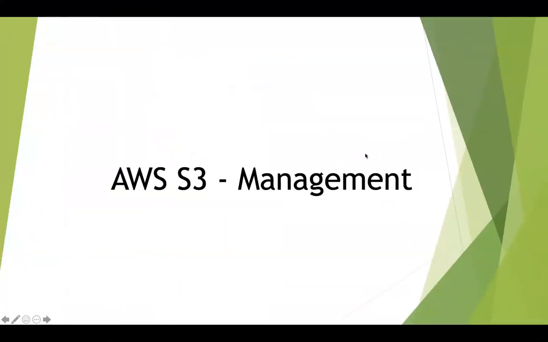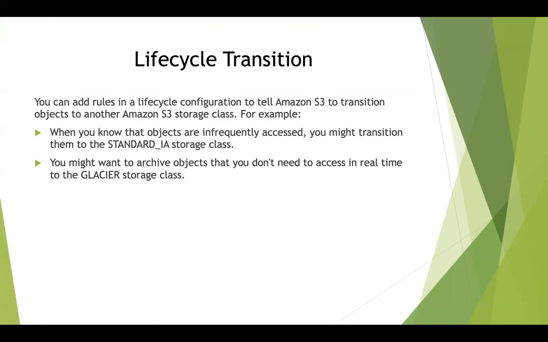Okay. So when it comes to AWS S3 and management, we have two configurations for the Solutions Architect Associate exam, which we are going to look at. The first configuration is called lifecycle transition, and the second configuration is called cross-region replication. So we are going to see these in much detail and also look at a practical example of it.